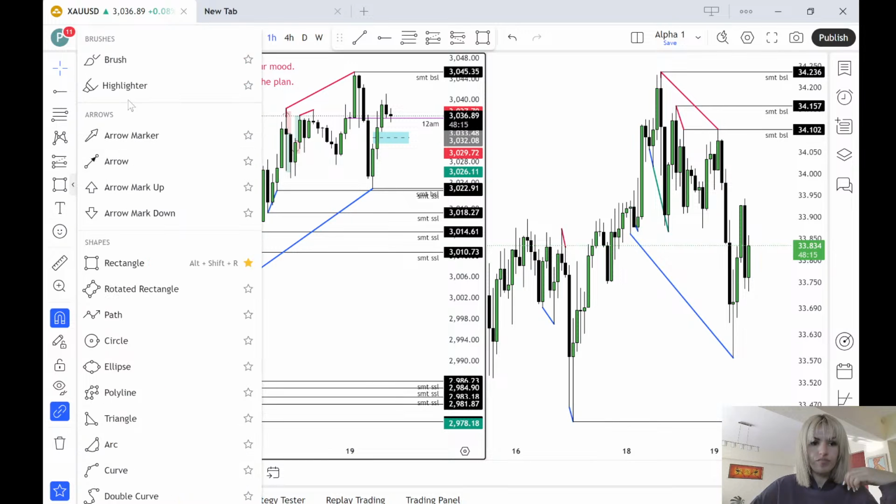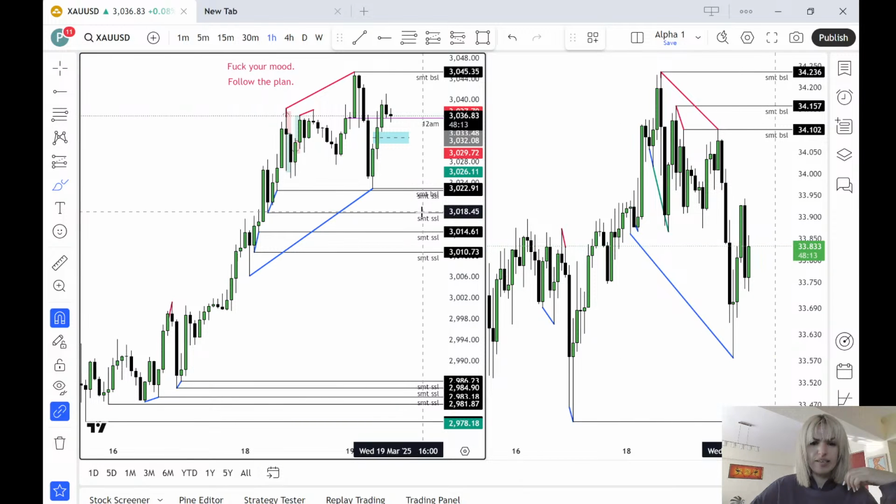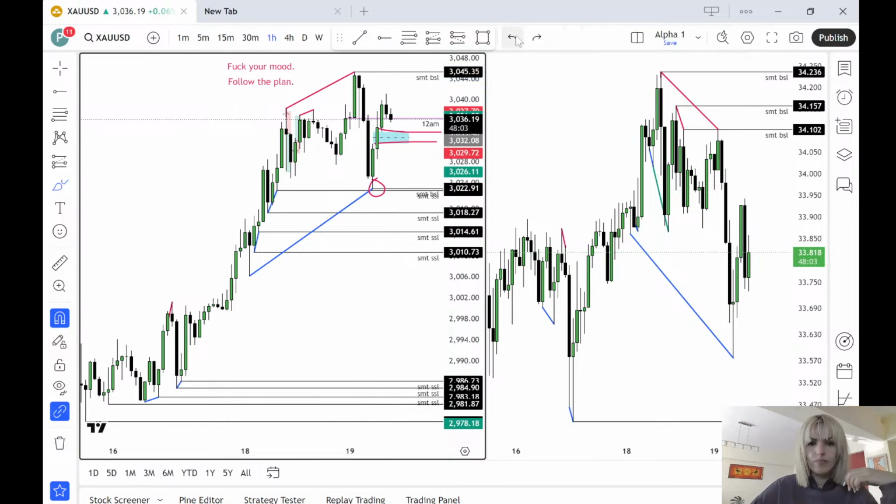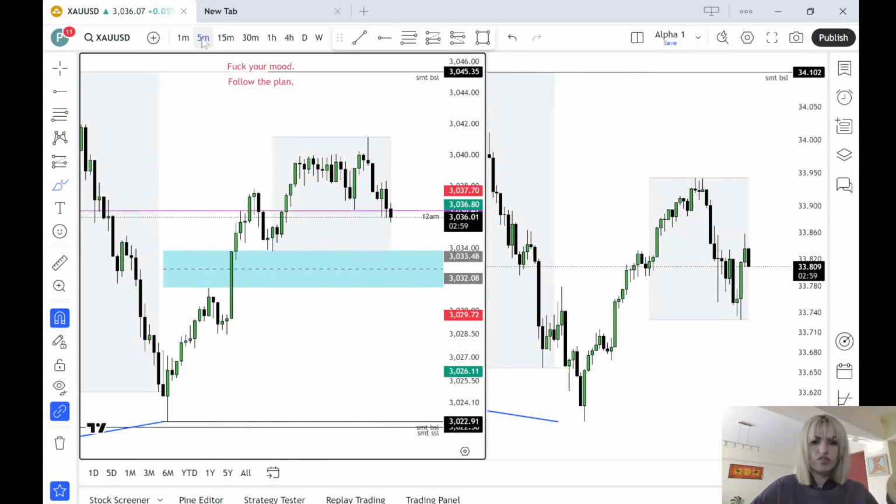All right, so major liquidity areas that I see right now. Here, also this BISI, this high, and now let's drop down to a lower time frame. So that was on the 1 hour, okay?